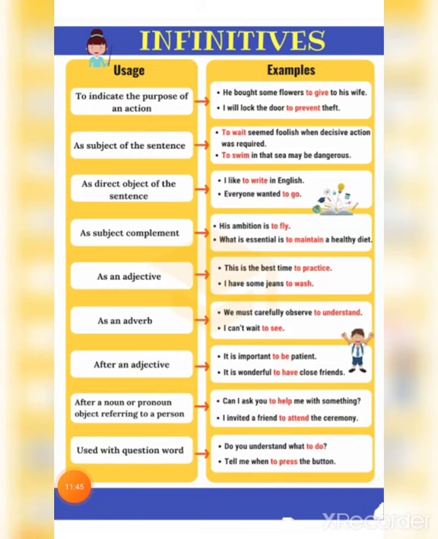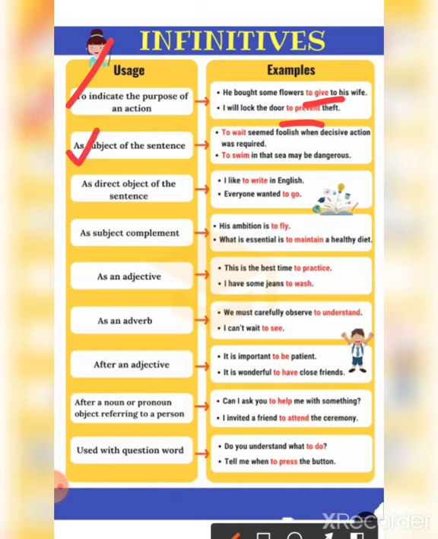So now let me give you some more examples on infinitives. It is used to indicate the purpose of an action. For example, he bought some flowers to give his wife. I will lock the door to prevent theft. Here, to prevent and to give are two infinitives.